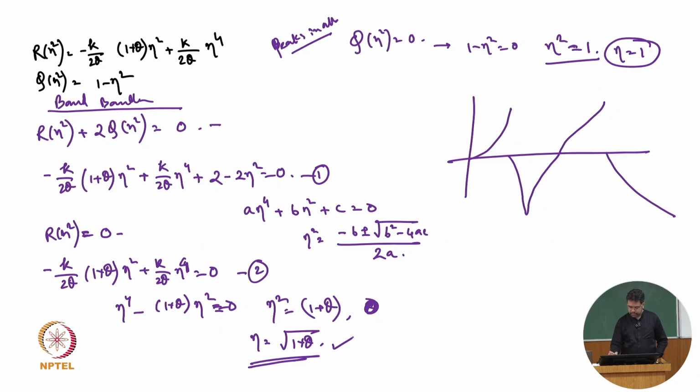One boundary is this point, root over of 1 plus theta. This point is equal to 1, because that is the peak in the attenuation band. I think we all remember this portion is showing the attenuation, and this portion is showing the propagation. So we can see that peak in the attenuation is 1.